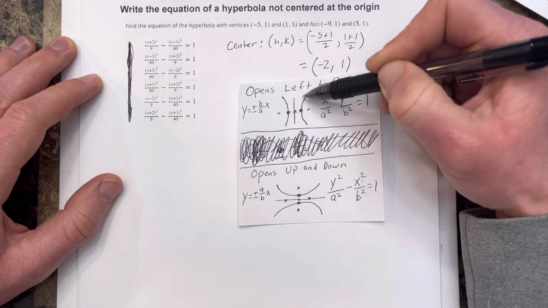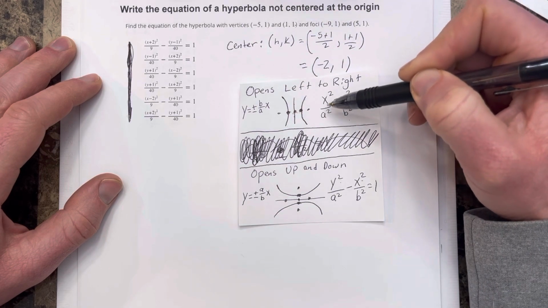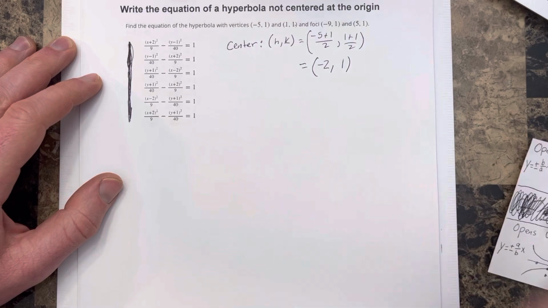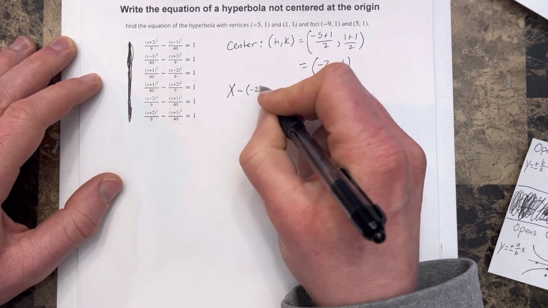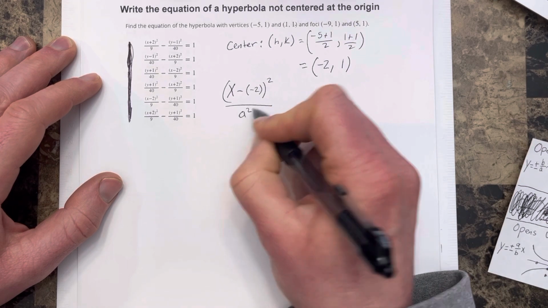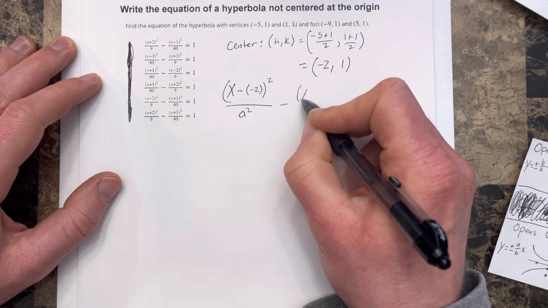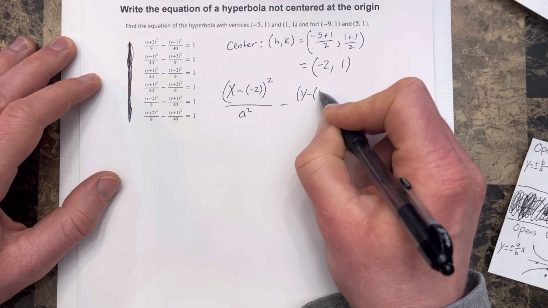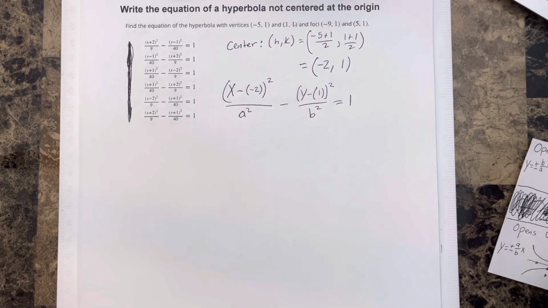So we're opening left and right, which means we have a normal equation, x squared minus y squared, with x squared over a squared as our leading term. If I use that for x, I'd have x minus -2, squared over a squared, and then minus y minus 1, squared over b squared, and that's equal to 1. So then I want to find a squared and b squared. How do I find a squared and b squared?